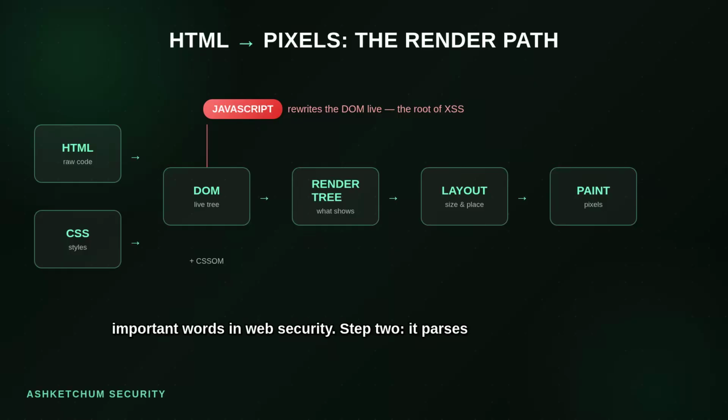Step 1. It parses the HTML into the DOM, the Document Object Model, a live tree of every element on the page. Remember DOM? It's one of the most important words in web security. Step 2. It parses the CSS into a matching tree, the CSSOM, which describes how everything looks. Step 3. It combines the DOM and CSSOM into a render tree, only the things that will actually be shown. Step 4. Layout. The browser calculates exactly where each element goes, its size and position. And step 5, paint. It draws the pixels on your screen.